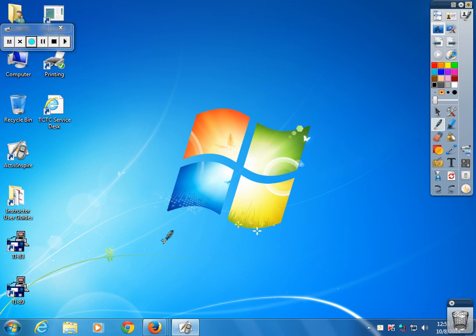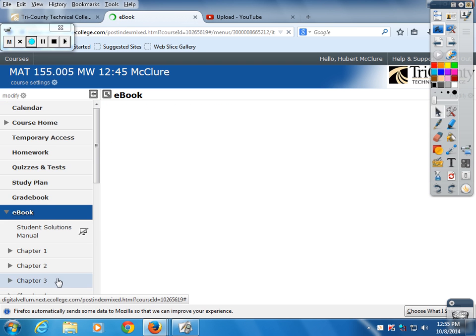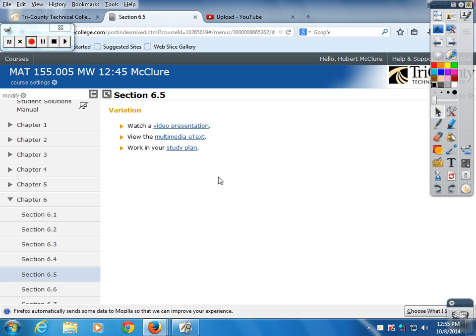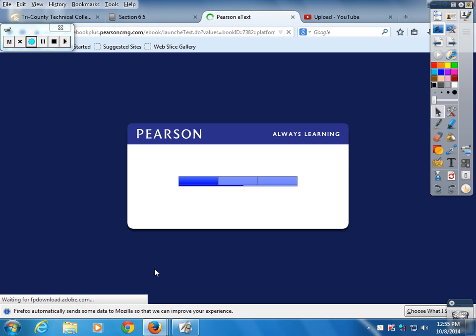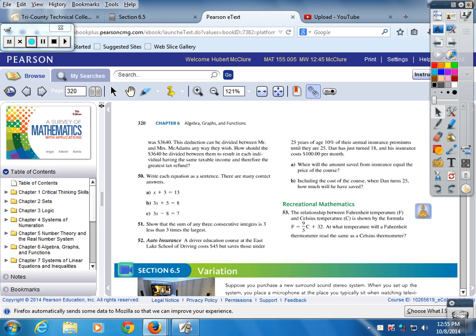And let's go ahead and pull up the book and see what we're going to go over today in 6.5. I think that's variation. Should be variation. 2 or 3 days later, it's variation. That's what I thought it was.